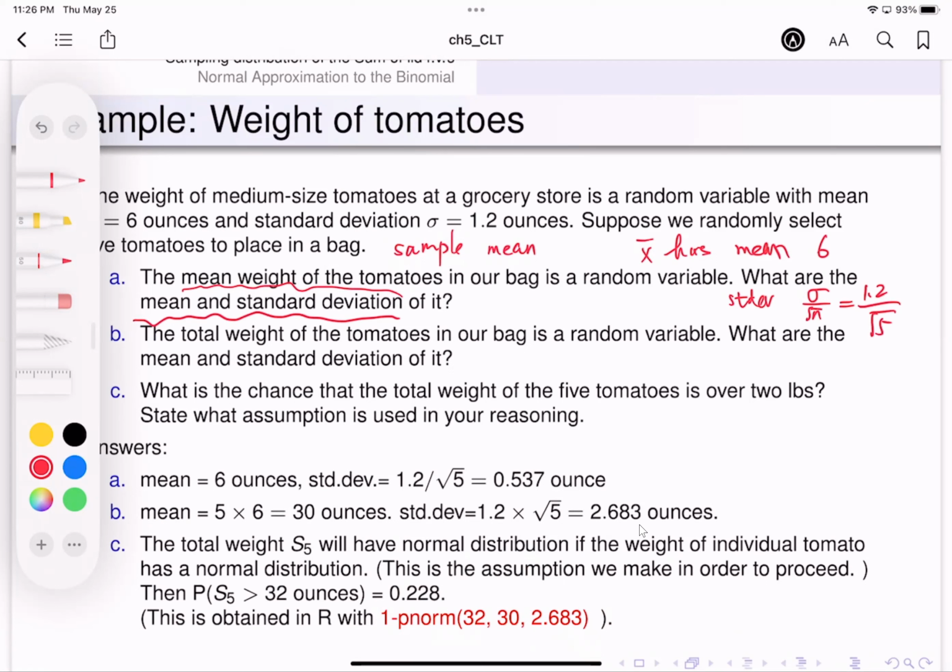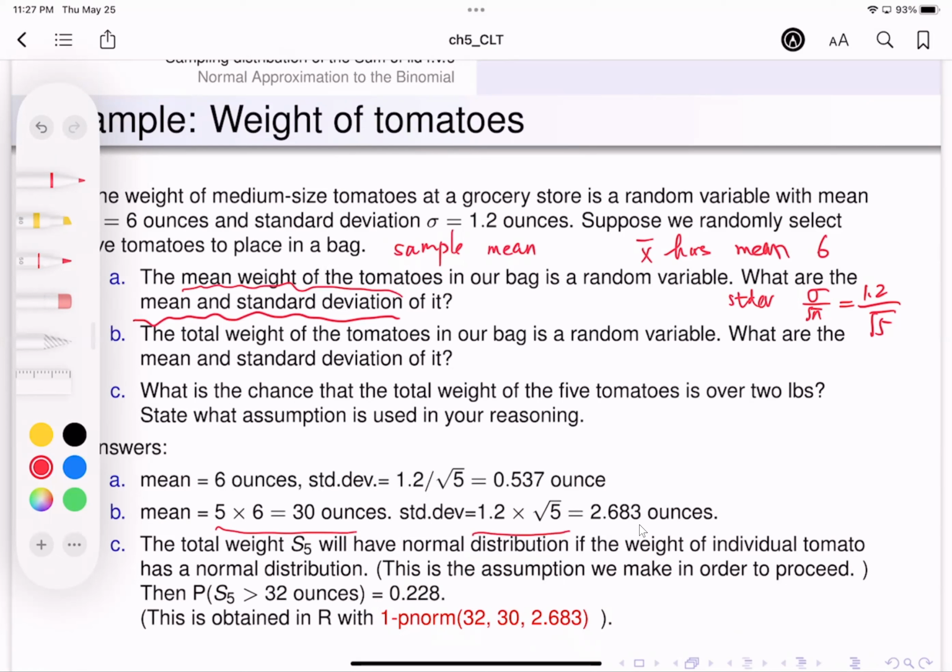The next question, total weight of the 5 tomatoes. When we look at the total, again, the mean and standard deviation: the mean would be equal to 5 times the mean of 1 tomato. So it's 5 times 6 here. This is 5 times 6 to give the mean. And the standard deviation would be square root of 5 times the standard deviation. So here gives the standard deviation.